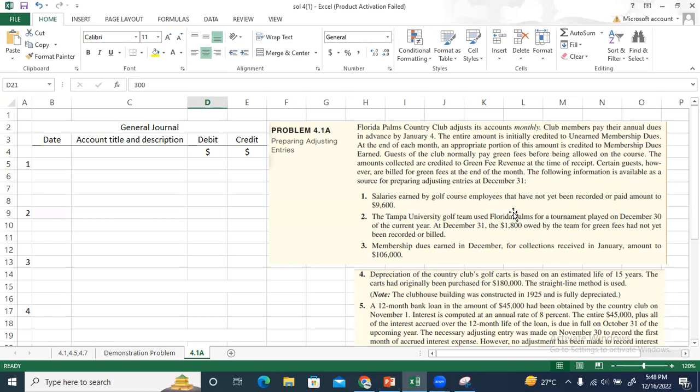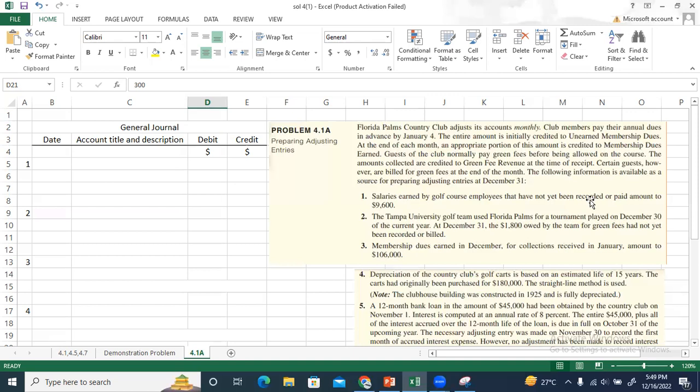Now, the first transaction says salaries earned by golf course employees. So, earned means that the golf course employees have already provided the service. So, they have earned the income. That means that it has already become an expense for you. However, you have still not recorded or paid the amount. So it's fine. Even if you have not recorded it, or even if you have not paid the amount, it is an expense for you since the golf course employees have already earned this income. They have already provided you with the service.